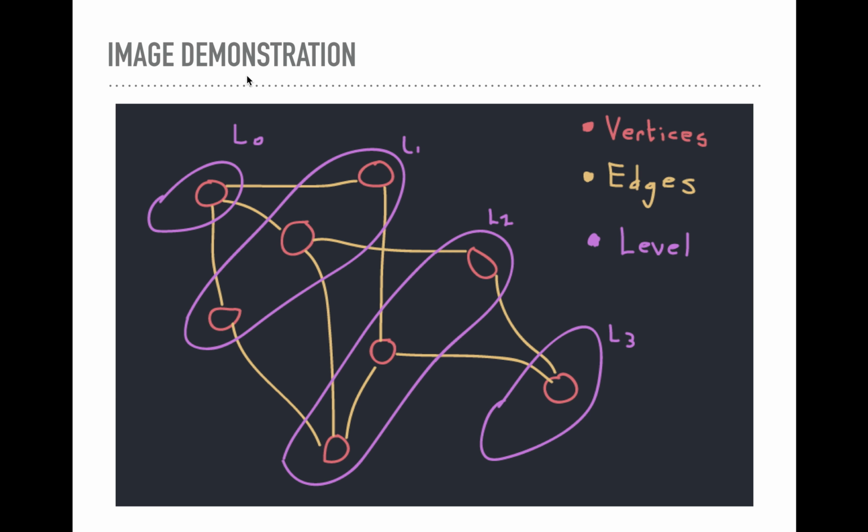Here's an image demonstration. So you can see that these are vertices, red circles, edges are yellow lines, and these represent levels. I circled these here in purple. So this is the start vertex. We put it into level 0 to start. It's going to have some edges coming off from it. And so these are going to lead to opposite vertices. Here's vertex 1, opposite of the start vertex, another vertex opposite the start vertex, and a third one. They're all going into the next level, level 1.